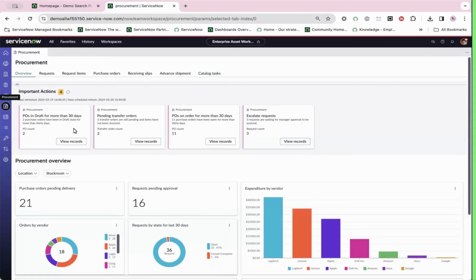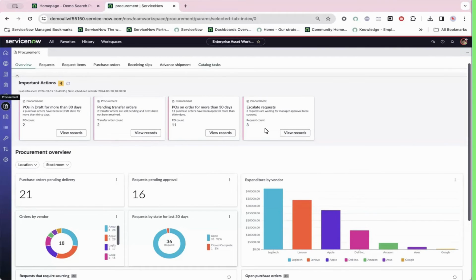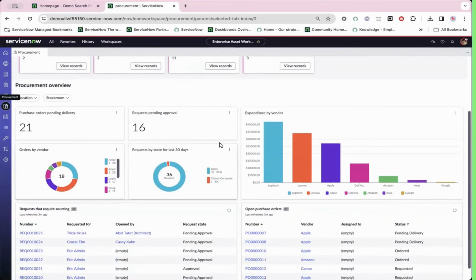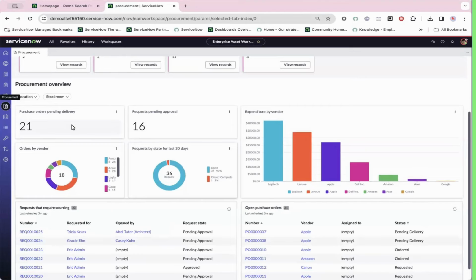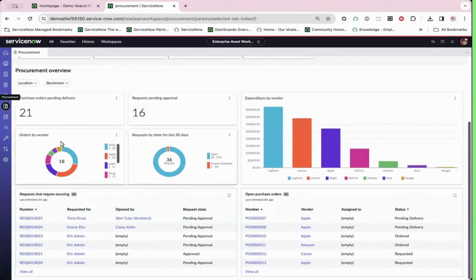You can see whether those are POs that are in draft for more than 30 days, any assets that are pending transfer orders, any POs on order for more than 30 days, and any asset requests that need to be escalated are here too. And so with the procurement overview, you're able to see purchase orders that are pending delivery, any requests that are pending approval, what are my orders by vendor, and any requests in the last 30 days that have been open or not completed.